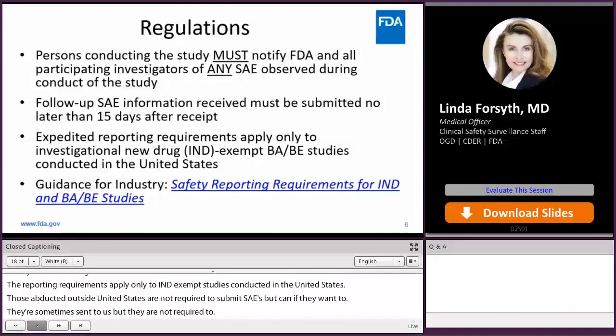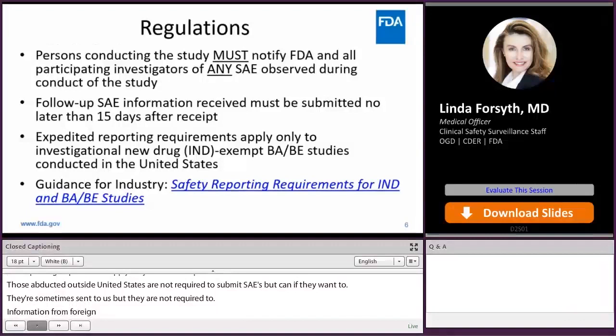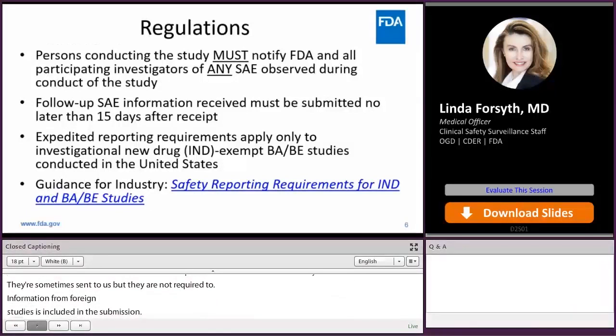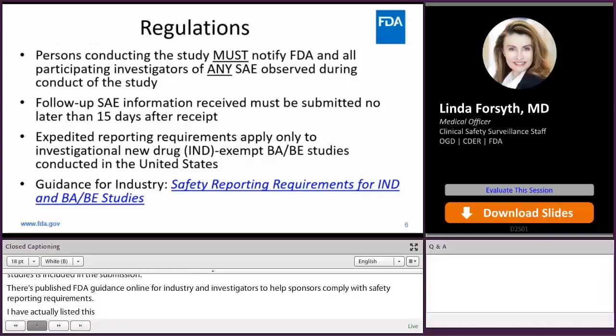There's published FDA guidance available online for industry and investigators to help sponsors comply with safety reporting requirements. I have actually listed this guidance on the resource slide at the end. Bioequivalence study requirements are mostly on pages 25 to 27.